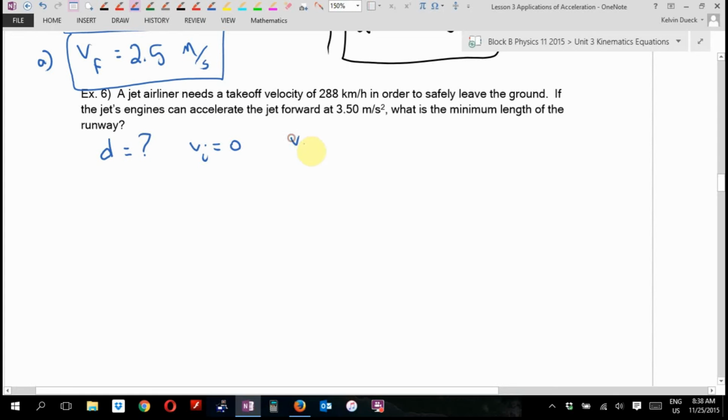Now, I don't like VF. Why don't I like this 288 kilometers per hour? Okay. But this is the data that I got from online, so we're going to have to do a conversion. How do we go kilometers per hour to meters per second? I'll give you a hint. It's something to do with a 3.6.